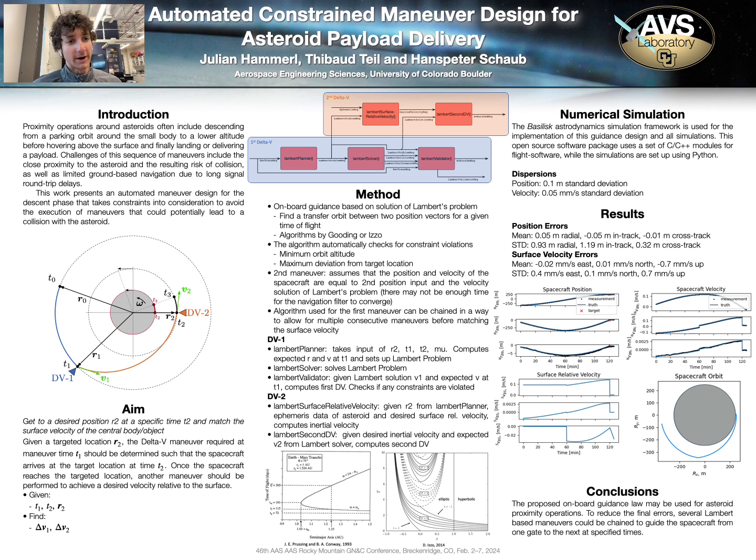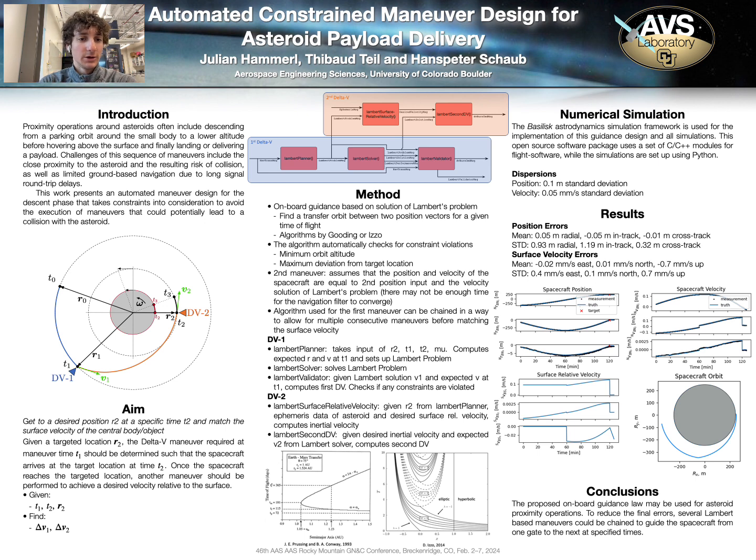And after we arrive at that target location, we will perform another maneuver to match the surface velocity of the asteroid. So we have given the time t1 at which we want to perform the first maneuver, and the target time t2 where we will also execute the second maneuver, and we have given our target location R2. We would like to find the two delta V maneuvers, delta V1 and delta V2, such that we match the surface velocity of the asteroid at that targeted location.